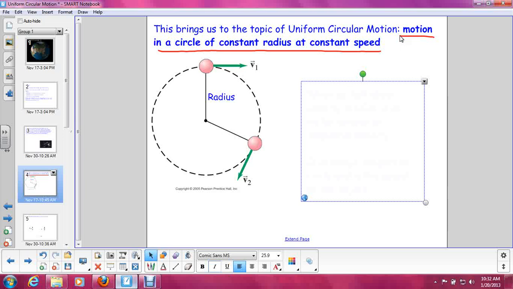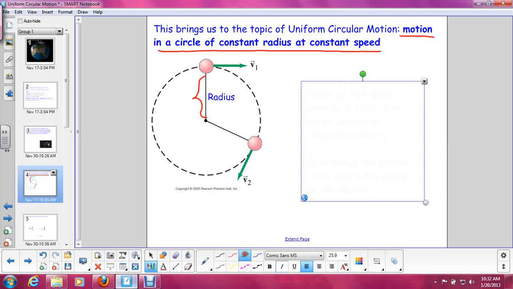So what that means, for example, if we look at the picture of a ball on a string being twirled around, that means the radius does not change. The ball will not get closer or farther away from the center point. It will always stay the same. This right here is constant. And it also means that as the ball is being spun around, it will not speed up or slow down. Its speed stays the same. So the length of that arrow, its speed, the magnitude of velocity, will stay the same.